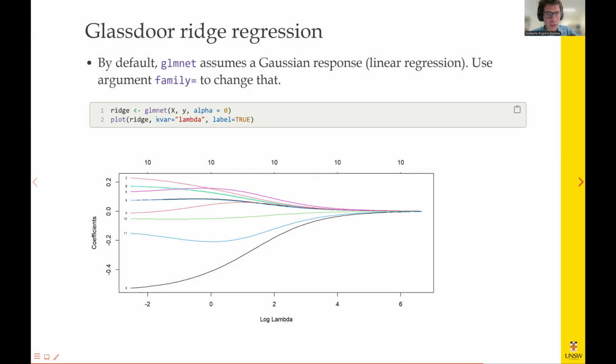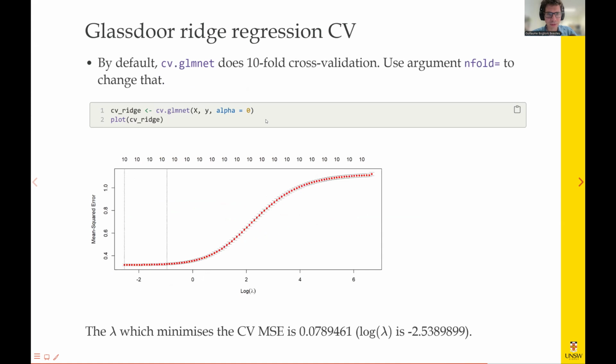And then you can plot ridge. Here's the name of the model. There are a few arguments to tell it that you want the log lambda here. Labels equals true, I think, is just the number of the variables. And this is what we've seen before: as lambda increases, the coefficients are shrunken.